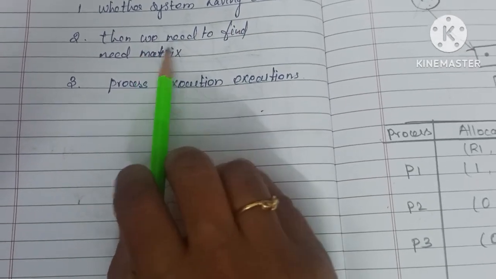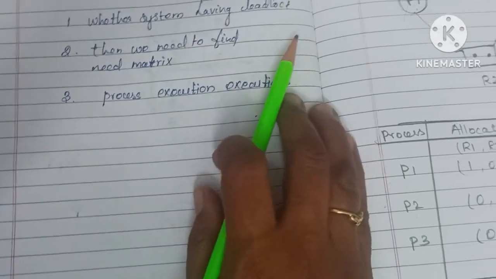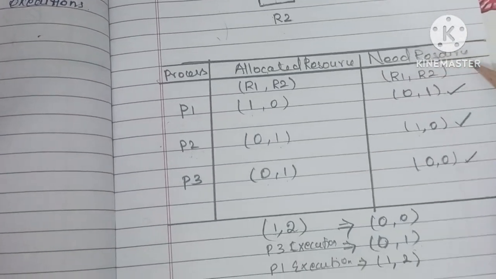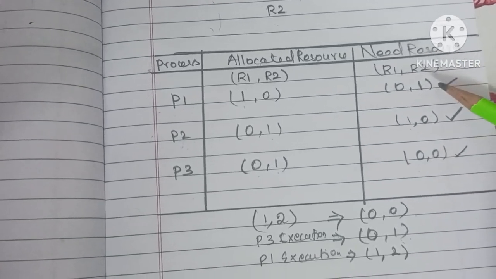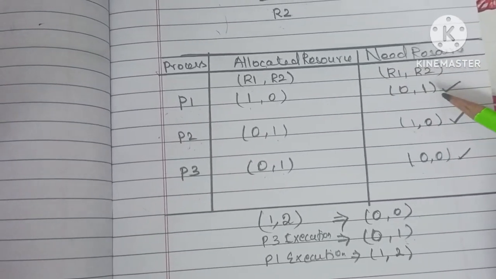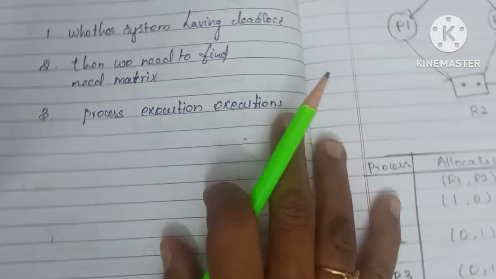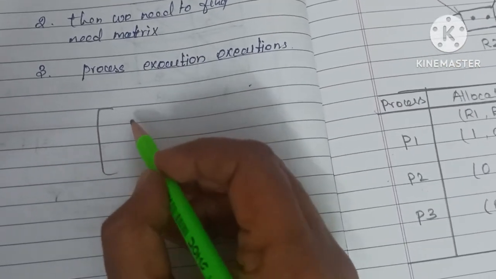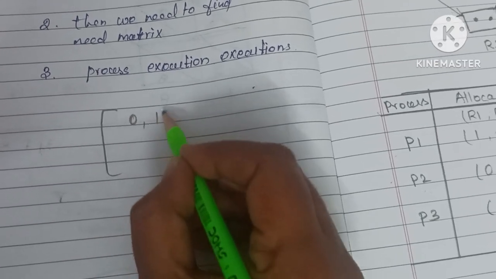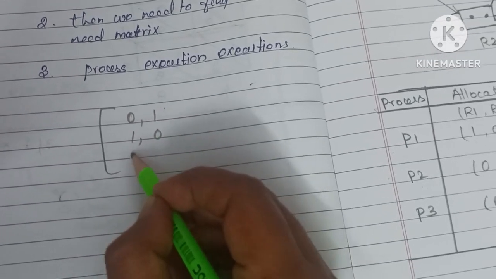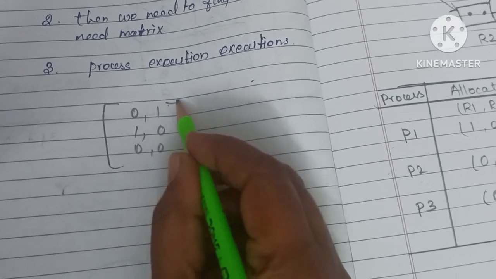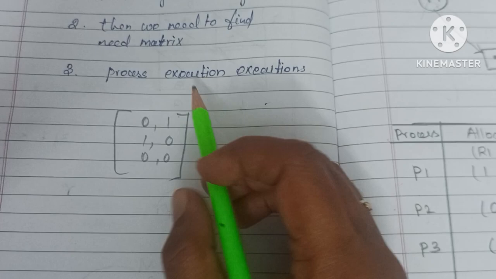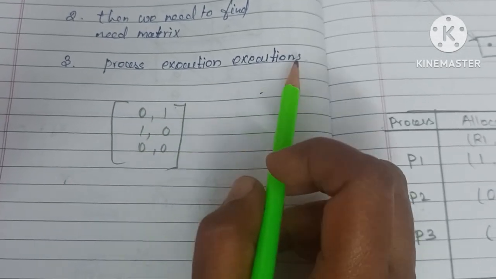Next, your question is to find the need matrix. The needed resources for each particular process are considered as the need matrix. So here we can write our need matrix as 0, 1, then 1, 0, then 0, 0. This is the need matrix. Then the next question is to write the process execution sequence.